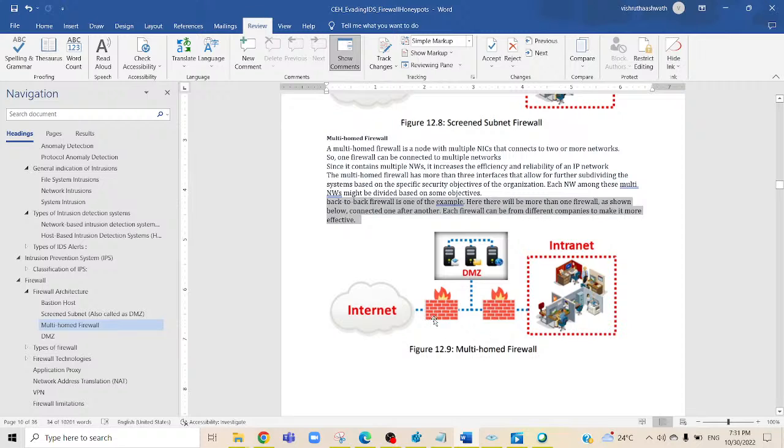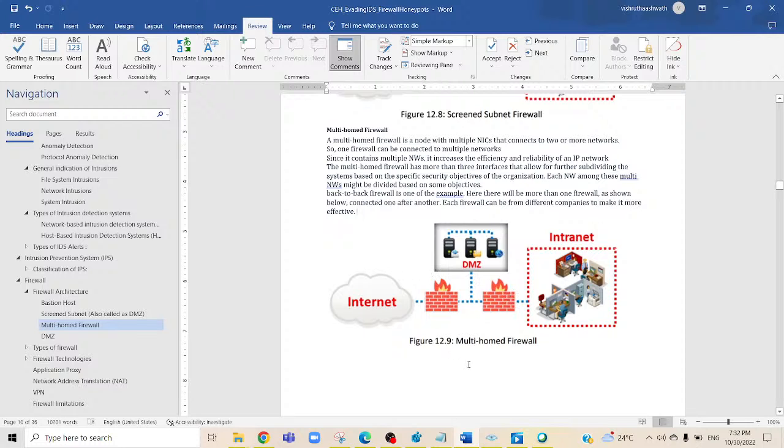These two firewalls can be configured differently or can be from different companies, so that the intranet will be more effective, isn't it? If the first firewall is unable to detect any malicious messages, there are chances that the second firewall might detect them. So this architecture is more effective than the other Bastion host or the DMZ architecture.